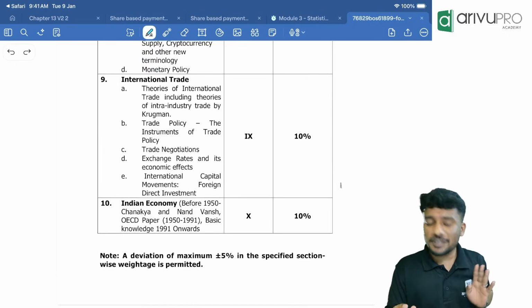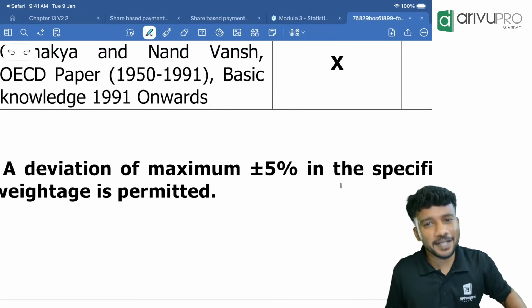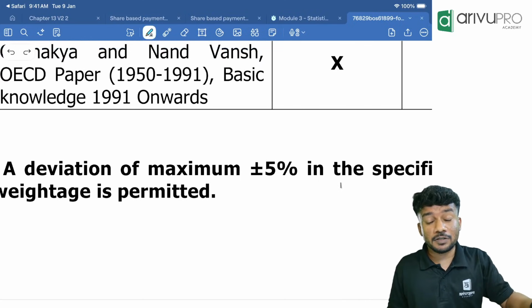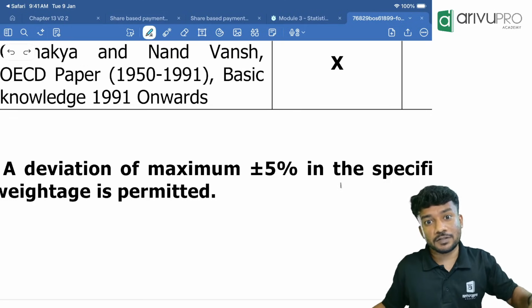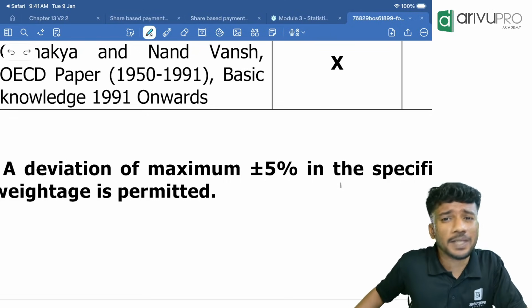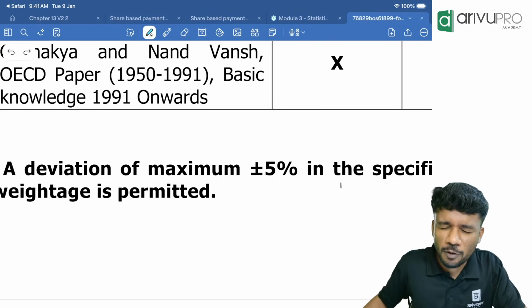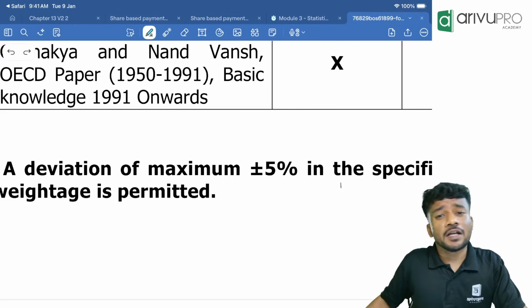Now one important thing is, there can always be a deviation of plus or minus 5. Sometimes they can ask you 25 marks from a chapter when they only mentioned 20 marks. That is always possible. Sometimes they can ask you just 15 marks from a chapter when they mentioned 20 marks. That plus or minus 5% is always there in the weightage. So accordingly plan your journey.